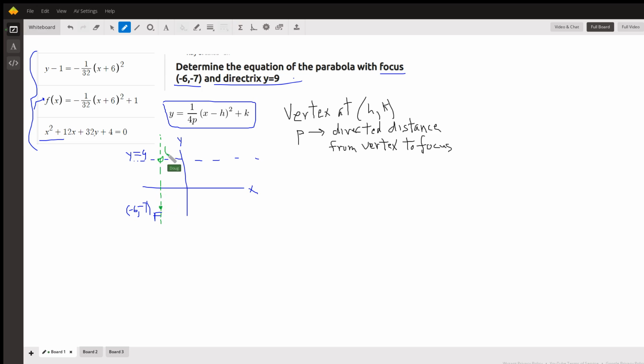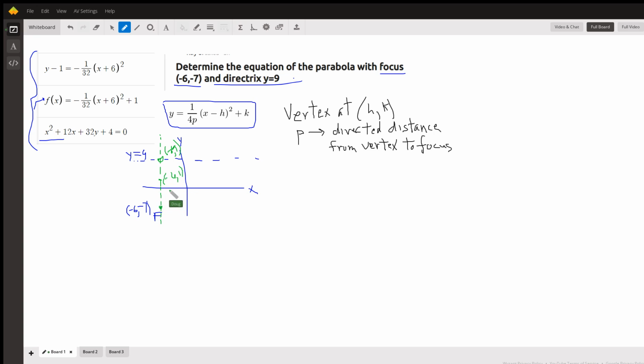And this point has coordinates -6, 9. And this focus has coordinates -6, -7. So the midpoint is at -6, while the average of the y coordinates is 2 divided by 2, or 1. So there's the vertex, -6, 1.